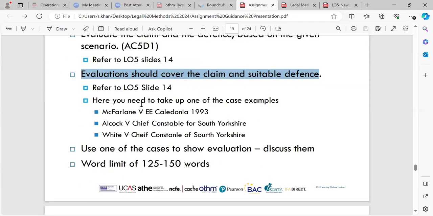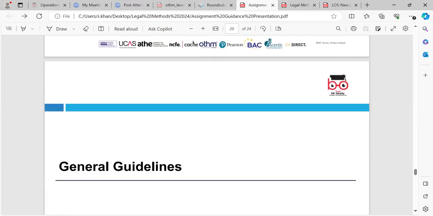Here you need to take one of the case examples, so only one, okay? McFarlane against EE Caledonian, Alcock against Chief Constable for South Yorkshire Police, and White against Chief Constable of South Yorkshire. Use one of the cases to show evaluation, discuss them, so 125 to 150 words.